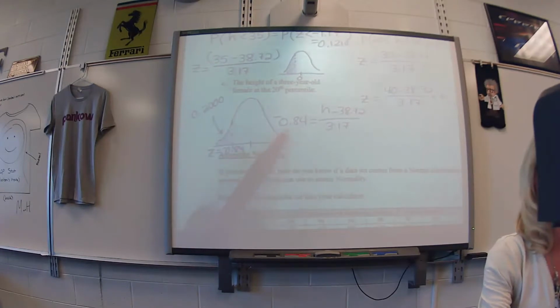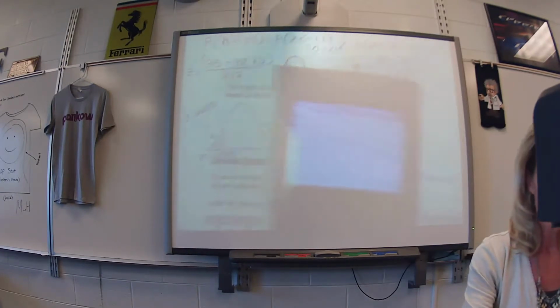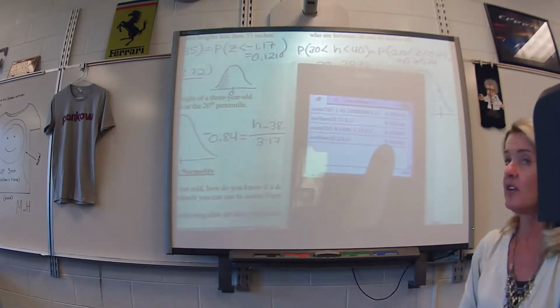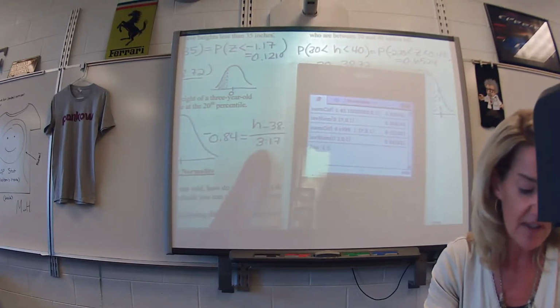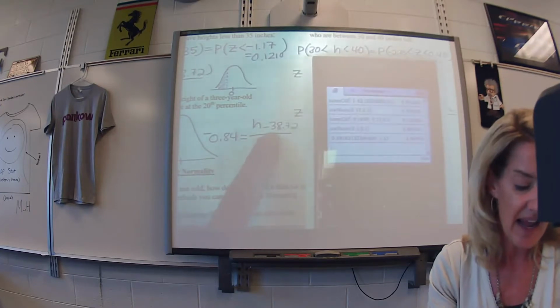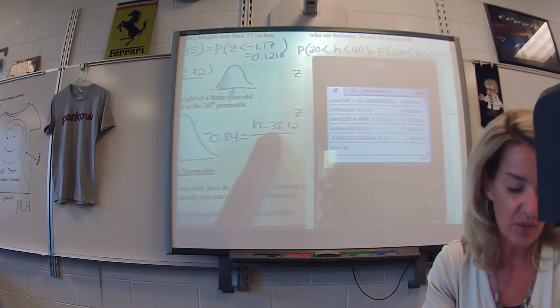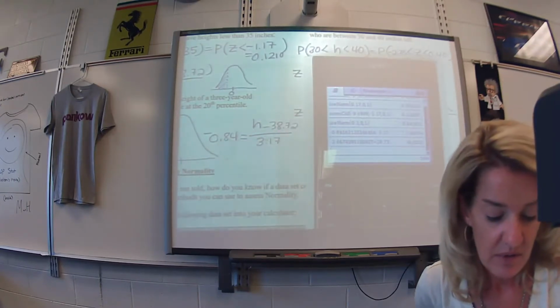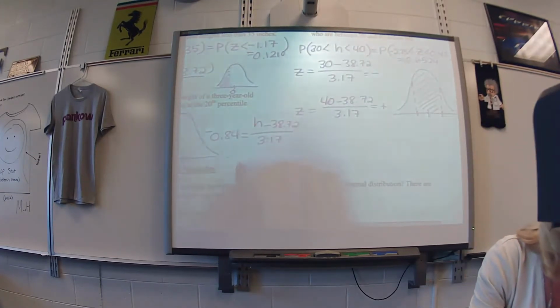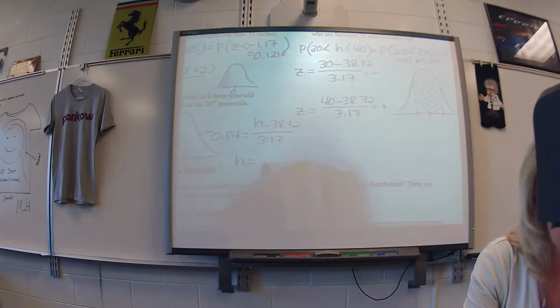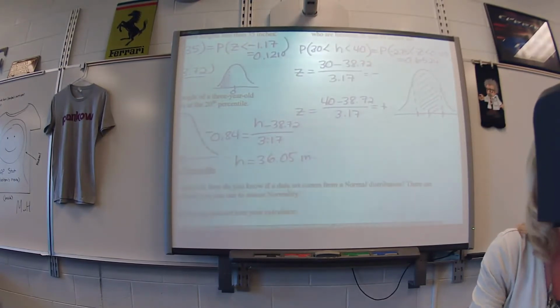Now, you can write down that negative 0.84. But you know what? You don't have to retype it in the calculator. It's right there. I'm just going to multiply that answer by 3.17. And then I'm going to add the 38.72. So this person, someone at the 20th percentile, has a height of about 36.05 inches.